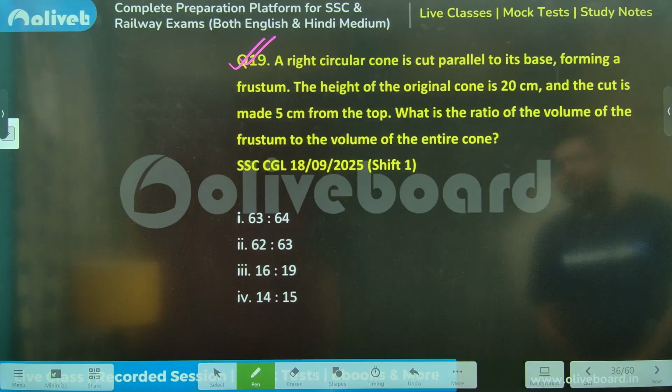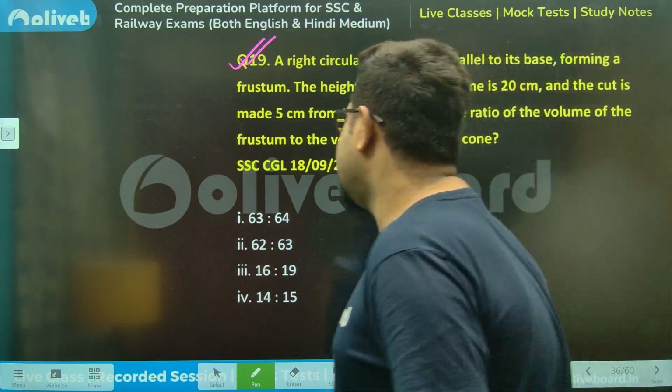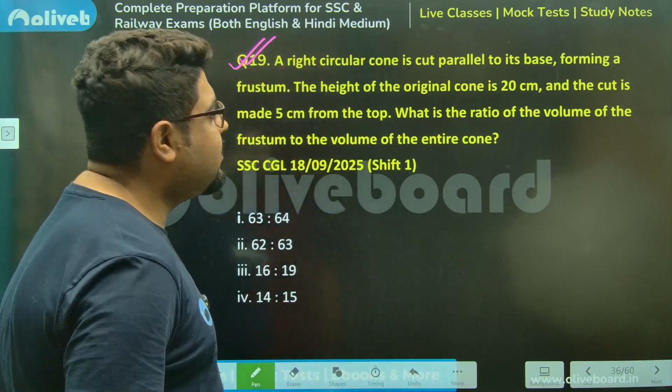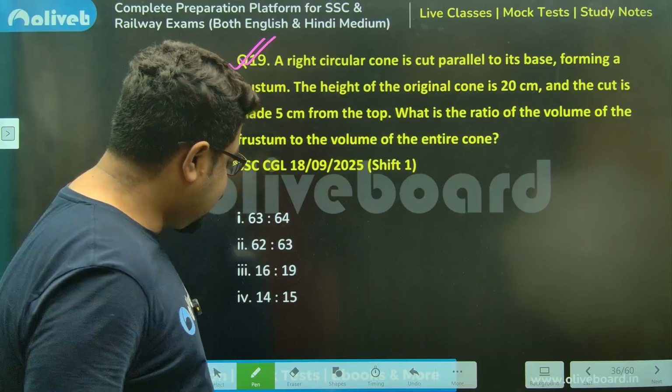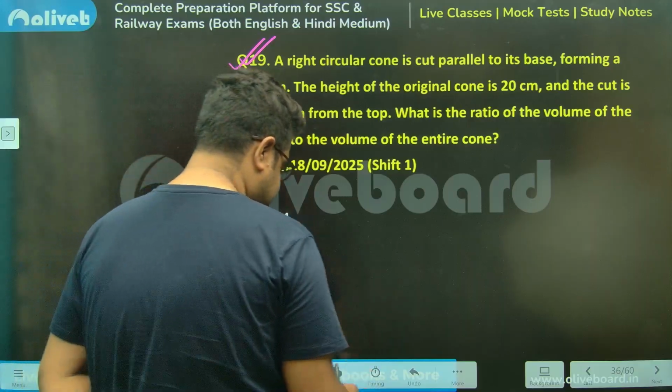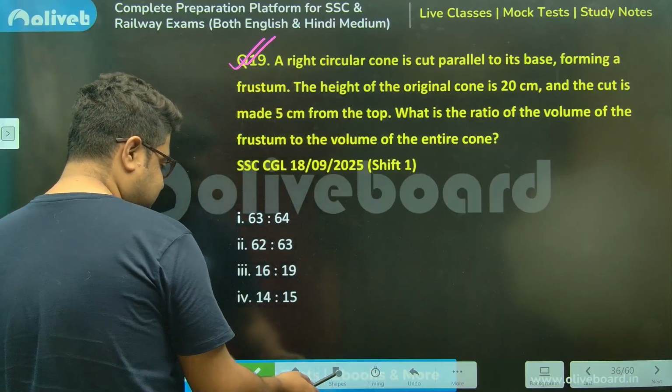A right circular cone is cut parallel to its base, forming a frustum. The height of the original cone is 20 centimeter, and the cut is made 5 centimeter from the top. What is the ratio of the volume of the frustum to the volume of the entire cone? It is actually a very good question.